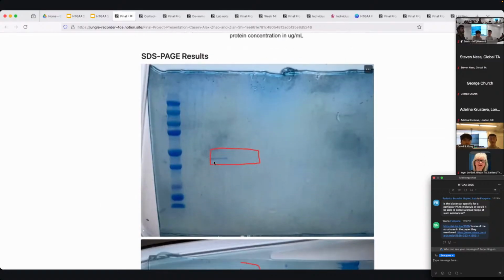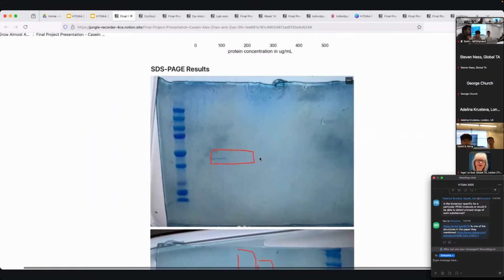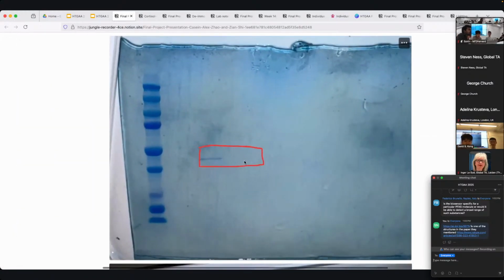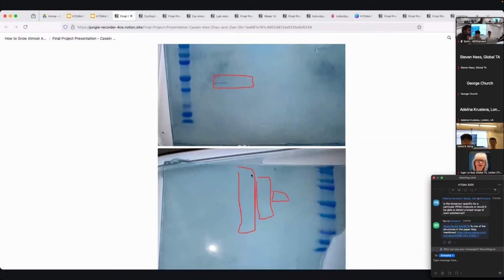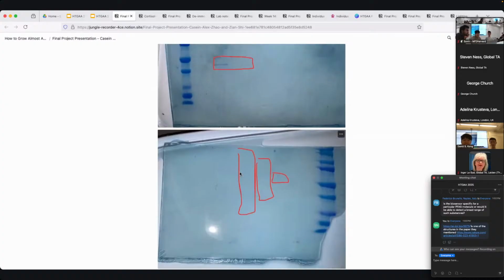On the SDS page, we got one bar which is pretty clear. The other ones are less clear. There's another faint one here, which is really hard to see in the photo. And then on this other gel, we had some more, but you just can't tell in the photo at all.